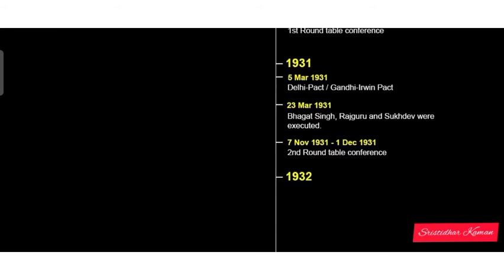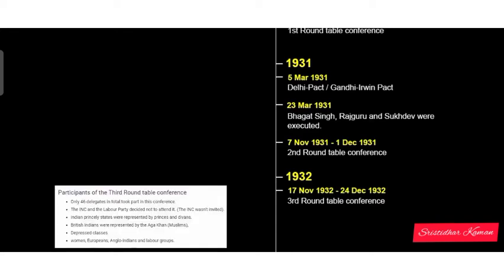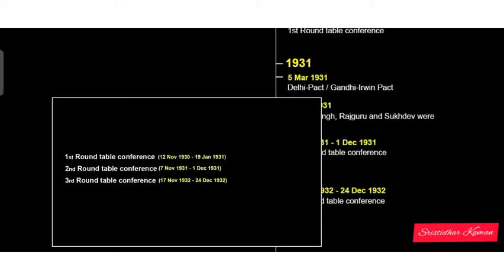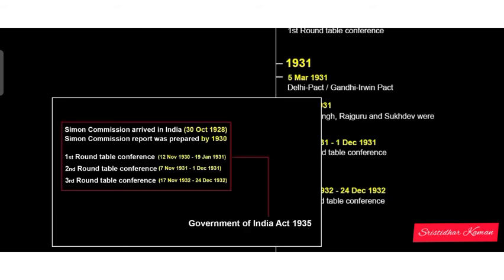Anyhow, the third and the last session of the Roundtable Conference took place between November 17, 1932 and 24 December 1932. Only 46 delegates attended since most of the main political figures of India were not present. The Labour Party from Britain and the Indian National Congress refused to attend. So there was no meaning behind the third roundtable conference. It was just for namesake. Now all the things that were discussed and suggested from 1930 to 1933 in the name of roundtable conferences and the Simon Commission report of 1930 were finally seen in the Government of India Act 1935.